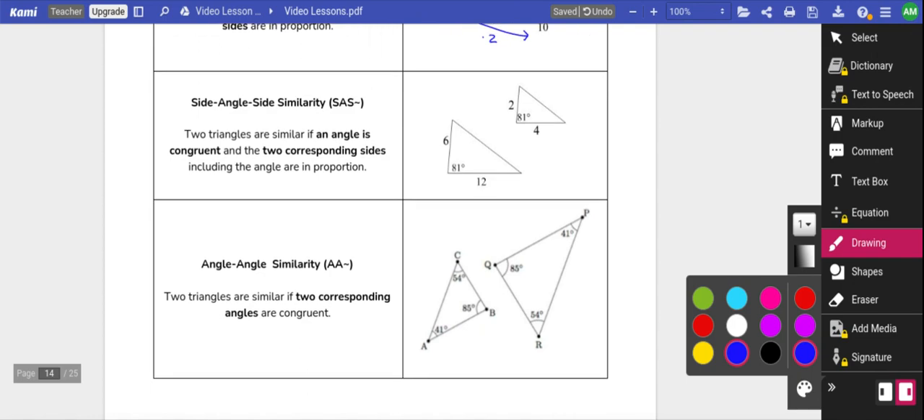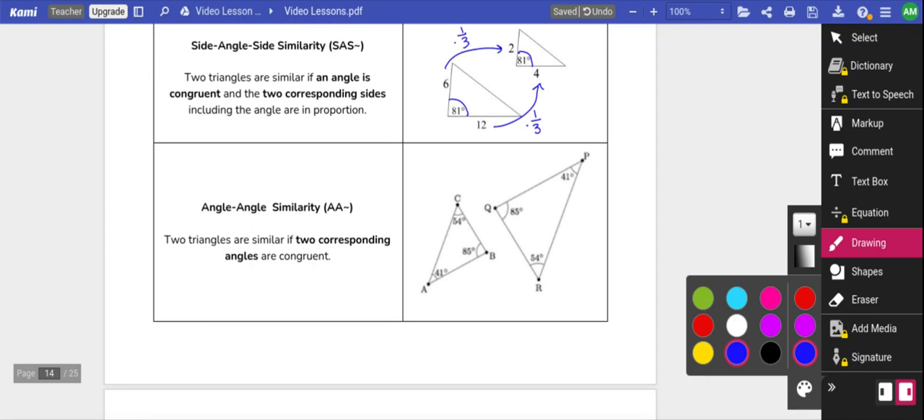Side-angle-side similarity is when two triangles are similar if an angle is congruent and the two corresponding sides that include that angle are in proportion. So here, 6 times 1/3 is 2, and 12 times 1/3 is 4. So again, because it has the same scale factor and an angle included between those two sides, these two figures are similar.